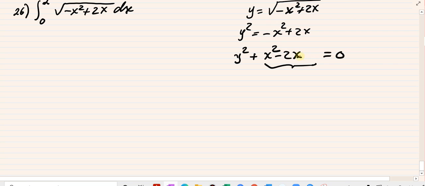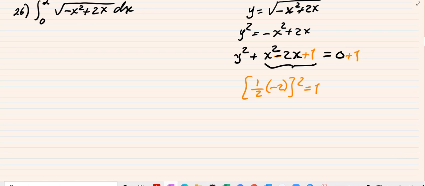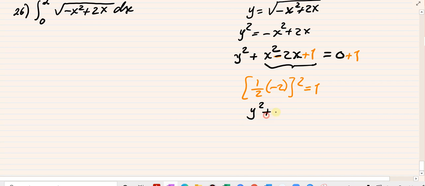So when I complete the square, remember how that goes: half of the coefficient on x, half of -2, and then we square it. That's what gets added to both sides. That's going to be -1 squared, which is 1. So I'm going to add 1 to both sides. And at this point, I have completed the square. So this is going to be y squared plus (x minus 1) squared equals 1.